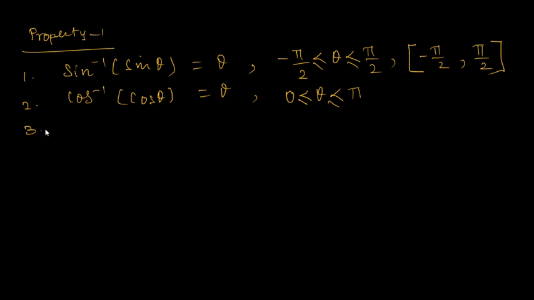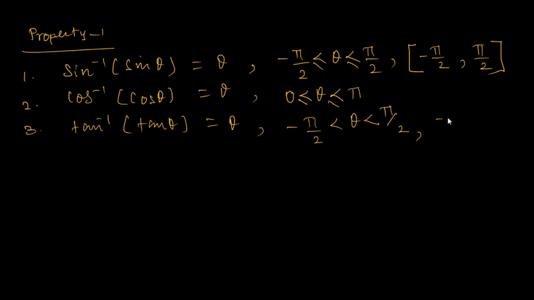Then third one, tan inverse of tan theta is equal to theta, provided minus pi by 2 is less than theta, which is less than pi by 2. So in this case, this is an open interval, that is, it lies between minus pi by 2 and pi by 2, but we need to put the open interval.